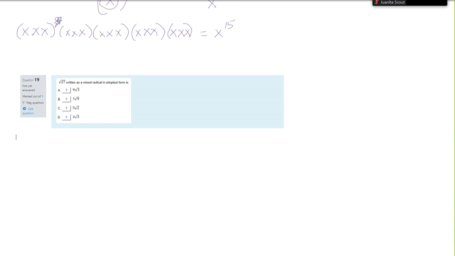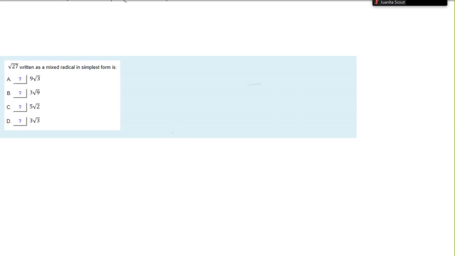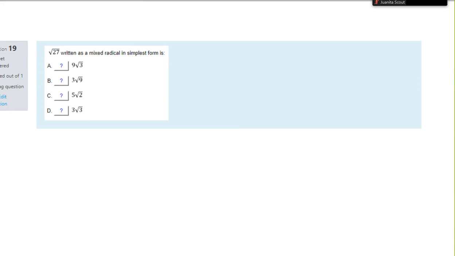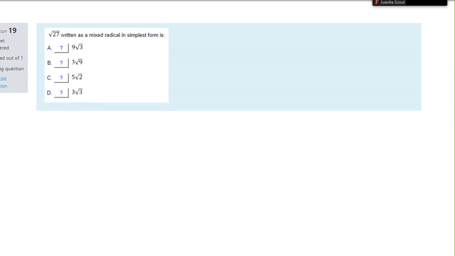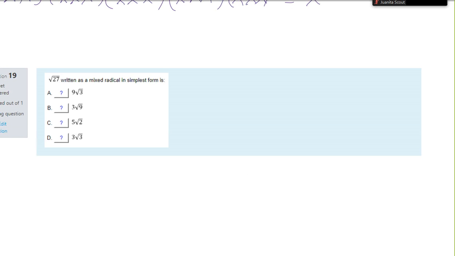Paste it here. All right, so this is one like what we're doing now, converting to a mixed radical or vice versa in simplest form. That means taking everything out of the radical that we can. Any part of that root of 27 that we can take out is going to make it simpler. We want to reduce it down just like we would a fraction. I'm not going to do this one because you can solve that one.